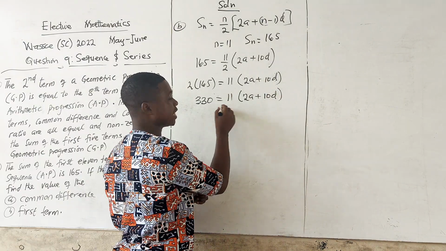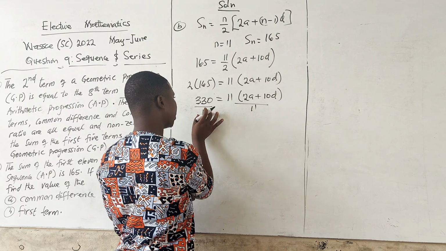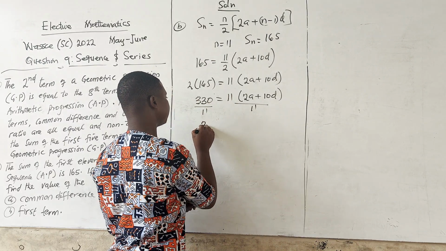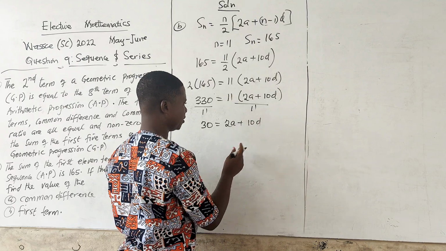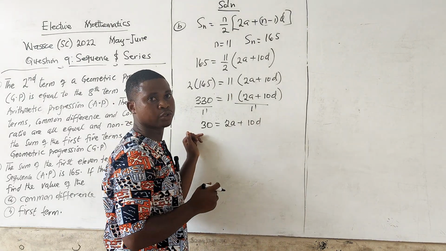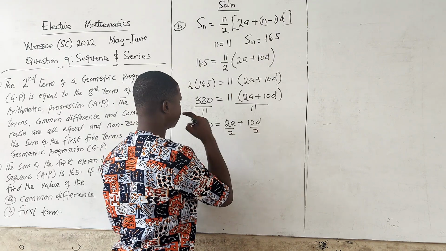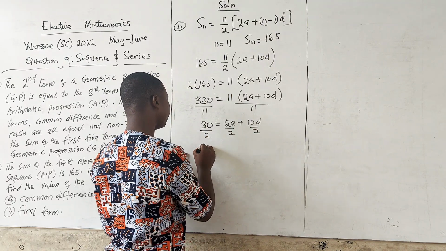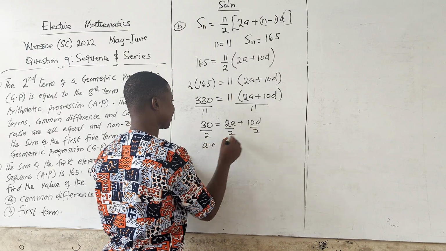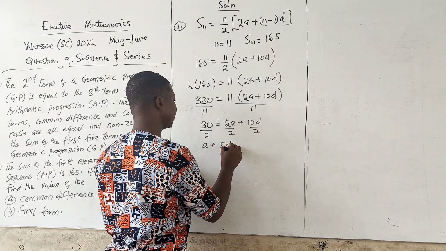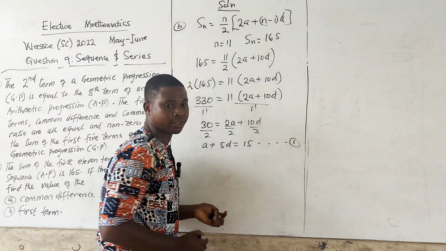So we divide both sides by 11. So we divide here by 11, here by 11. So 11 going here, you have 30 is equal to 2a plus 10d. But you realize 2 can go into all of them. So here by 2, here by 2, here by 2, we can have 15. Or let's say we have a plus 5d is equal to 15. And that's our first equation, equation 1.